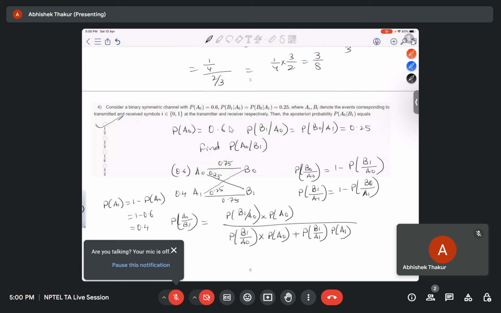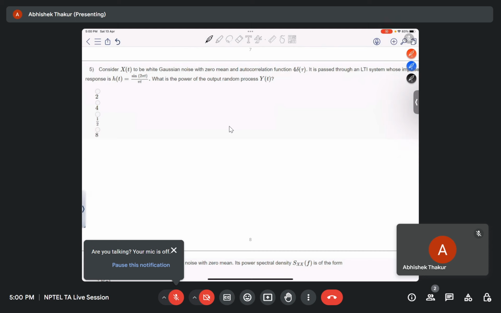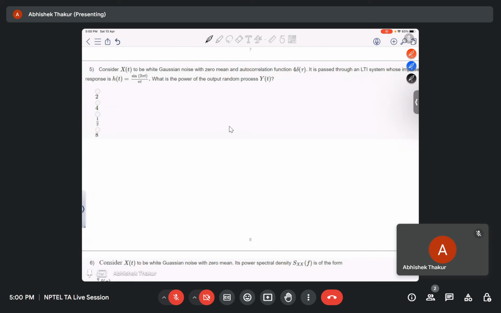So done with question number 4. Now consider X(t) to be white Gaussian noise with zero mean and autocorrelation function 4 δ(τ). It is passed through an LTI system whose impulse response h(t) is equal to sin(2πt)/(πt). What is the power of the output random process Y(t)?